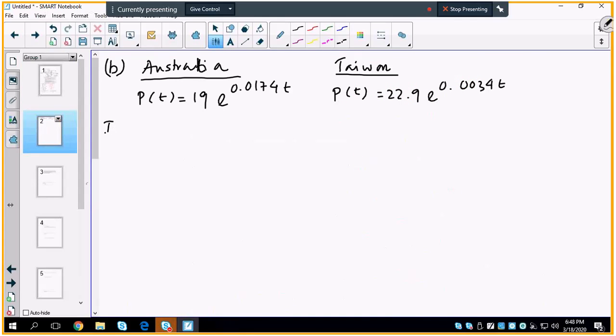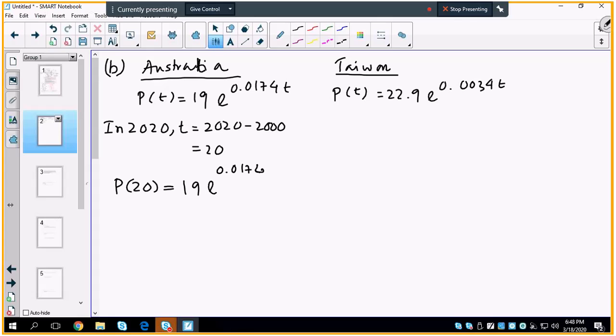What's next? In 2020, I want to know the population. So in 2020, t is going to be 2020 minus 2000. So t this time is 20 for either situation. So put t equal to 20 and that will be your answer, except you have to round it to the nearest whole number. So 19 times e to the power 0.0174 times 20 for Australia. And for Taiwan, you will get P of 20 equal to 22.9 times e to the power 0.0034 times 20. So let's find these two numbers in our calculator one more time.